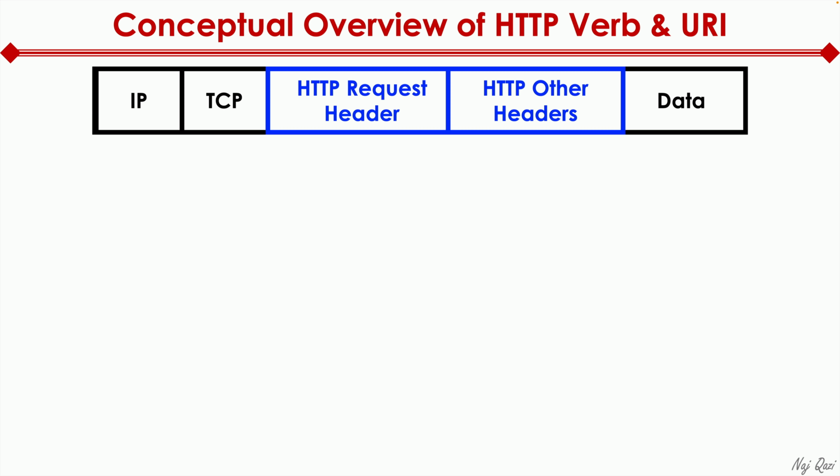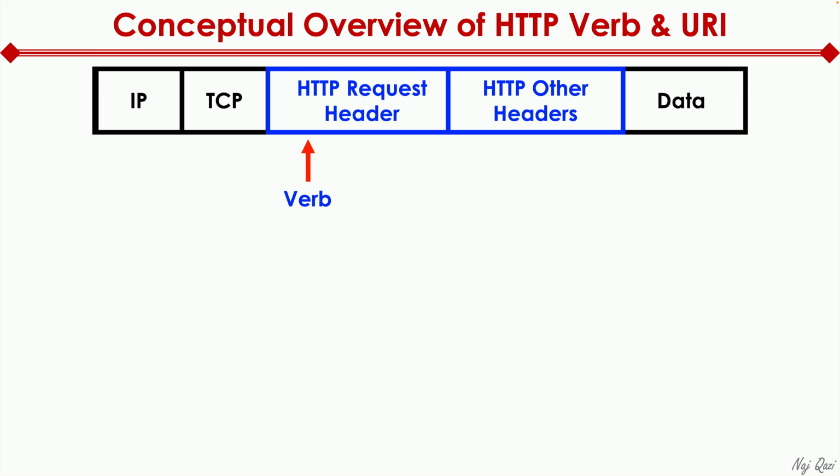Now, some conceptual level understanding of HTTP verb and URI. If you were to look into a packet that actually has HTTP verbs and URIs contained within it, when we zoom into it and look at the headers of that packet, we're going to see the layer 3 header, the layer 4 header, and then the rest of the information. When we zoom into the HTTP side of the house, we have the HTTP request header and then we have HTTP other headers.